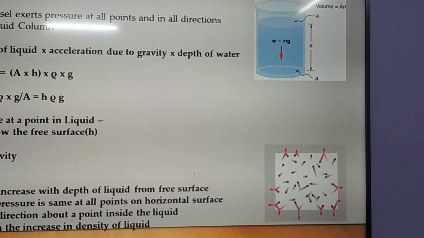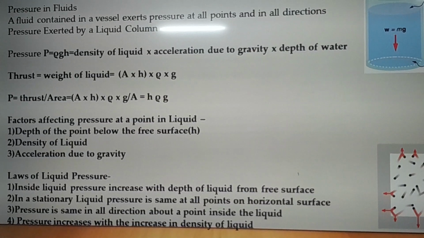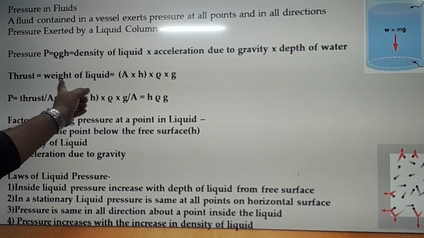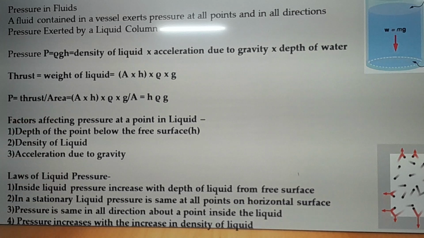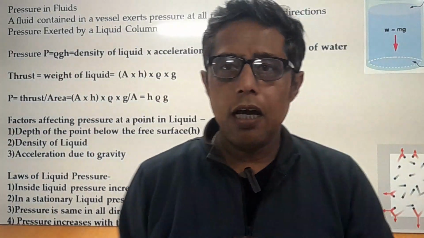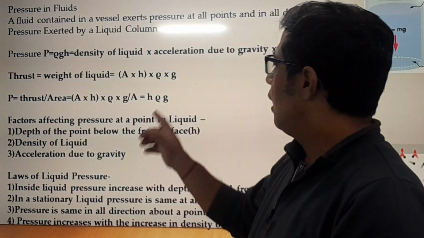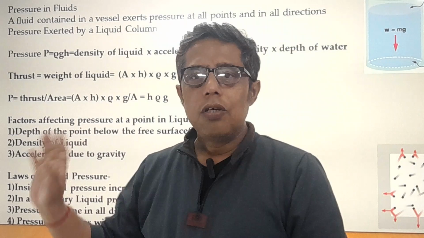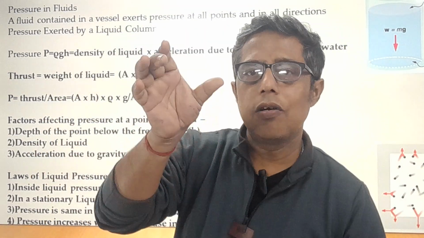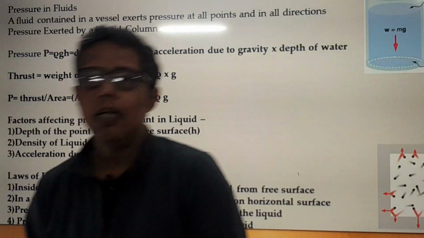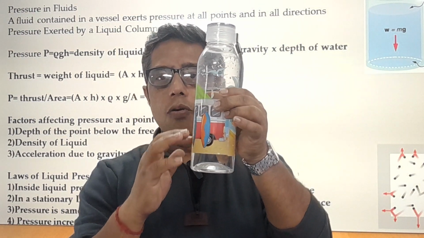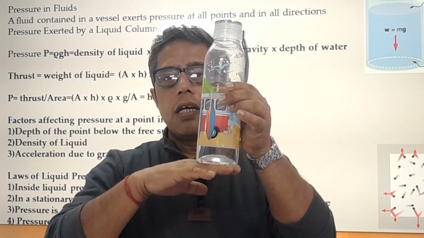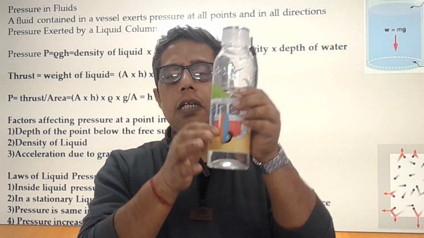Okay, so this is the liquid pressure formula. The weight of that liquid is h rho g, and pressure means thrust by area, which gives h rho g. So the actual formula is thrust by area, and from there we derive h rho g, right? So liquid pressure increases with the liquid column. The more we go deeper, the more the pressure increases. So pressure depends on the liquid column height.